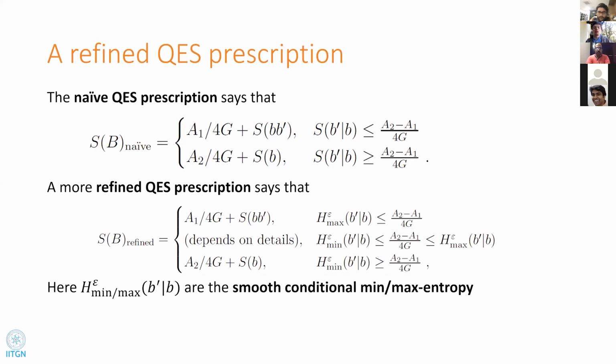I mean, certainly if you look at the state at different times, then the QES prescription itself changes, and whether it needs to be refined can also change. That's certainly going to be true.